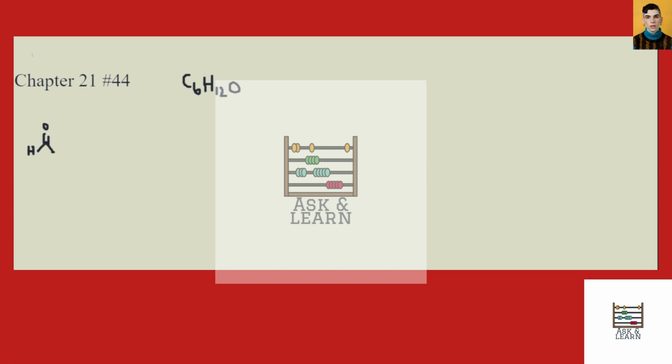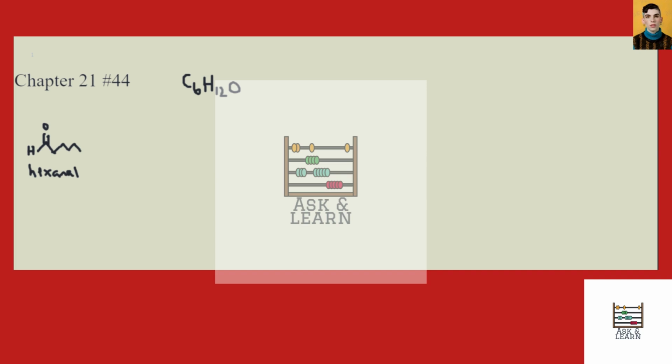So the most obvious one is going to be just a straight chain, 6 carbon. 1, 2, 3, 4, 5, 6. So this is going to be hexanal. Okay, so that's really the most basic one.